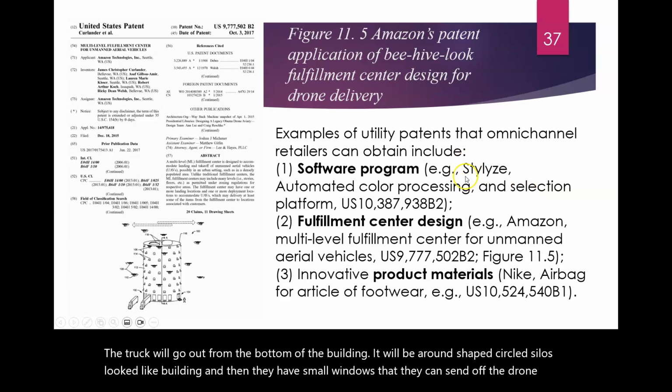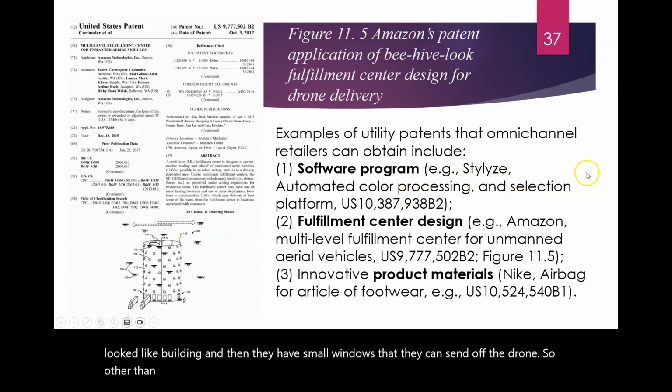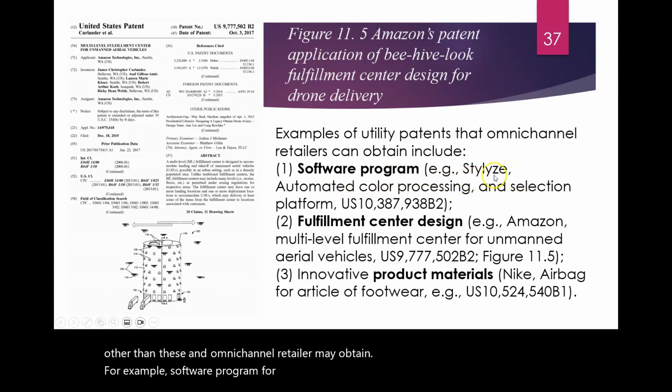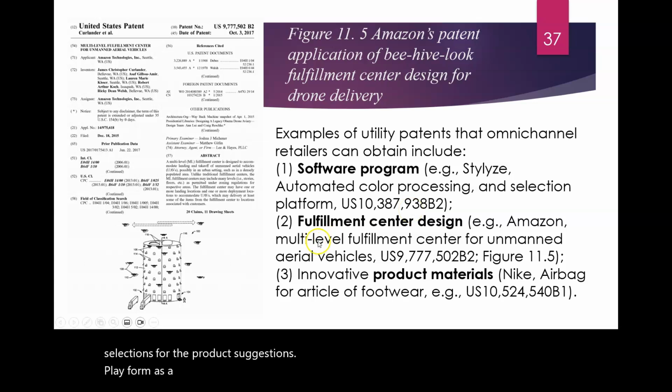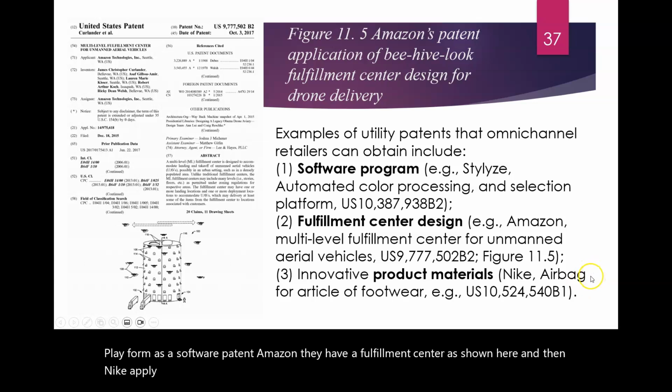So other than these, an omnichannel retailer may obtain, for example, a software patent. Stitch Fix has an automated color processing and selection platform for product suggestions. Amazon has a fulfillment center as shown here, and Nike applied for an airbag in the article of their footwear, their shoes, as an innovative product material.